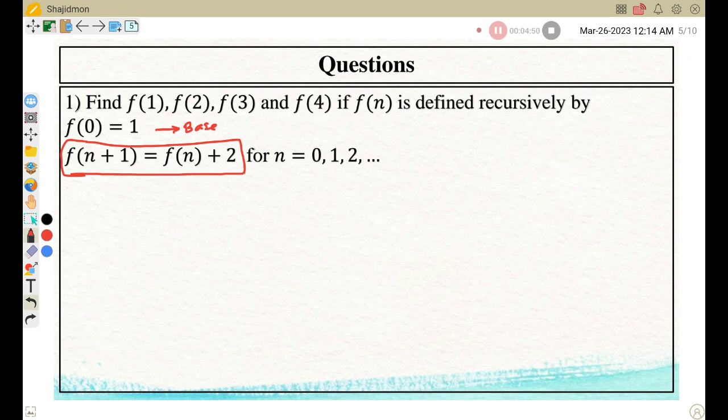Okay, so let's start with the base call. You know what the base call is here? f of 0 equals 1. This is the base call.